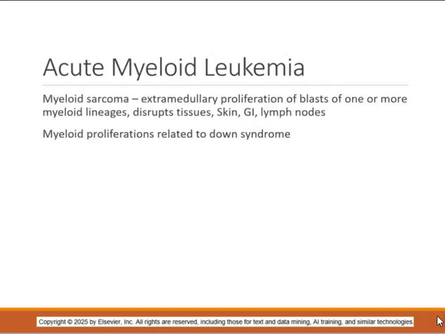And then there's acute myeloid sarcoma. In other words, it's extramedullary, so blasts are seen out in the tissues now, especially the skin and the GI tract. That's usually the biggest thing that we'll see. But it can be seen in the lymph nodes, so it's rare. Then there are myeloid proliferations related to Down syndrome, like we were talking about. That can also happen because a very similar chromosome abnormality occurs.